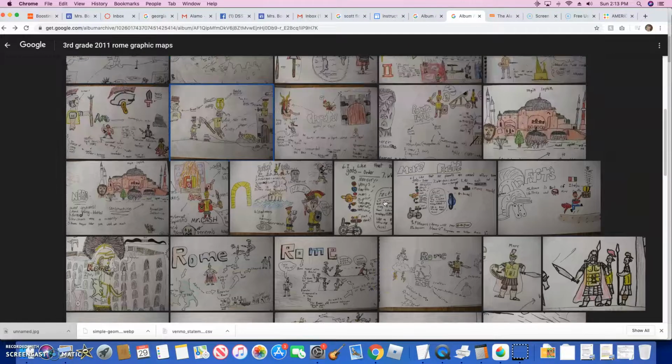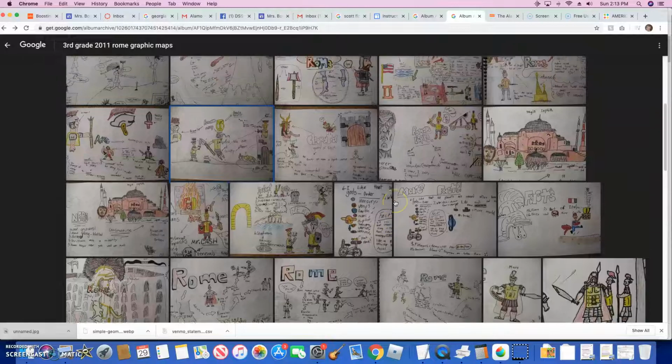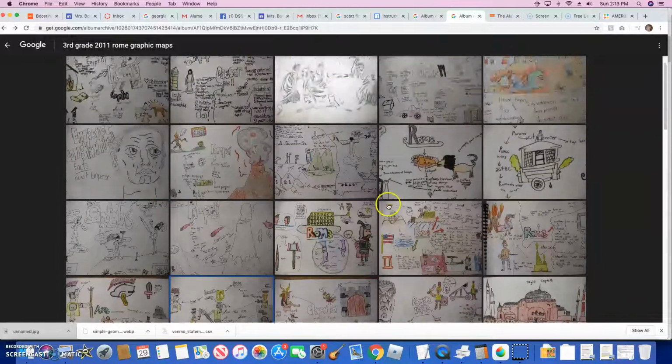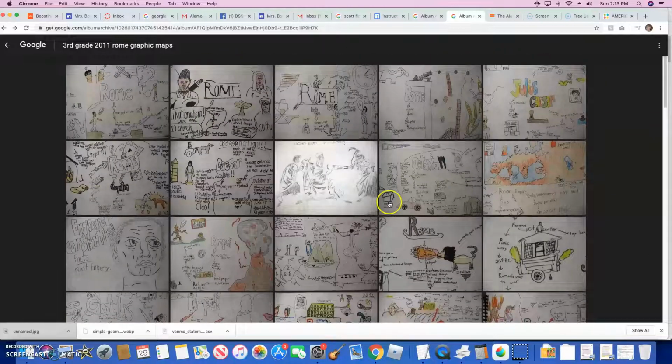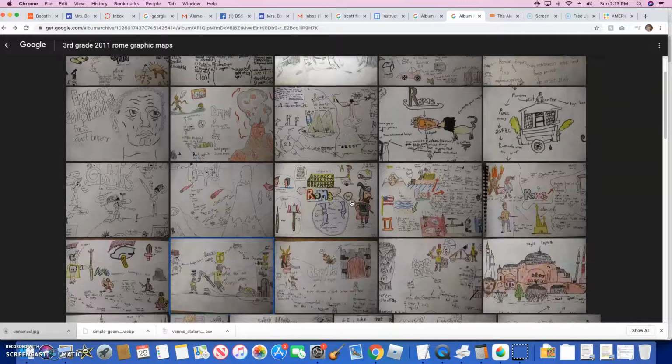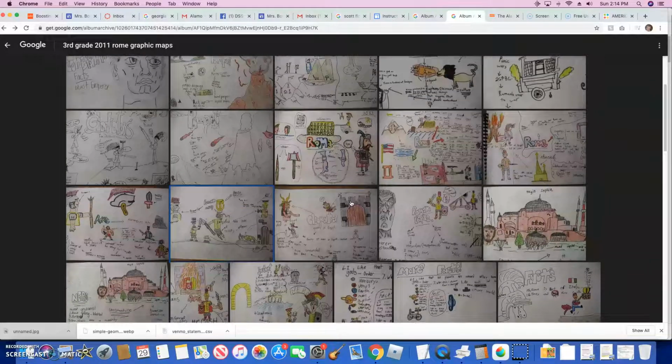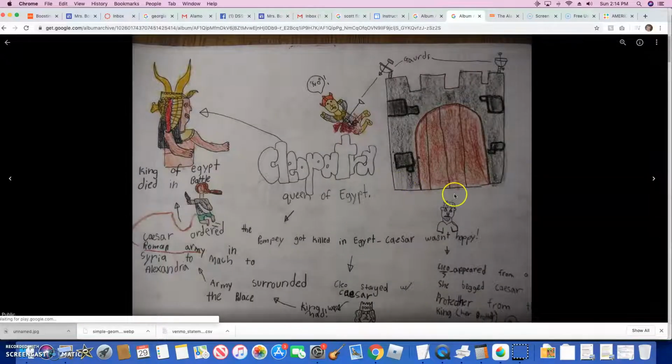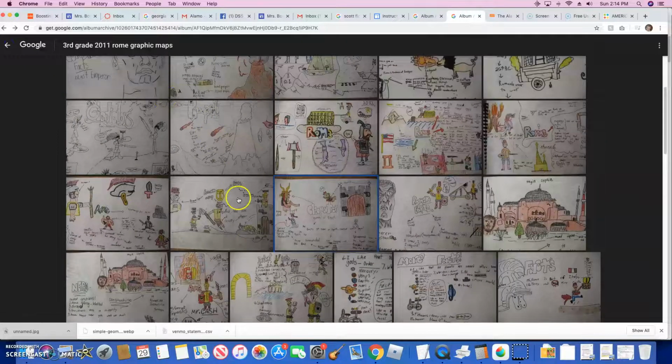Let's just go ahead and click on a couple of these so that you can see them. There was one up here that I really liked because I thought it would be really good for helping out with the Alamo. So there's this one right here where they've got the fortress and the guards throwing off, and then they've gone down and they've put all the information that they needed to remember for their Rome unit.